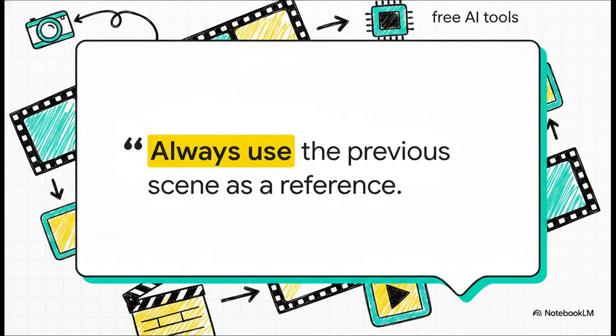Always use the previous scene as a reference. This is the absolute golden rule of the entire workflow. To maintain visual continuity as the building evolves, you have to upload the previous scene's image as a reference before generating the next one. If you skip this, the AI might suddenly change the environment or the lighting, and boom, the cinematic illusion is completely broken.